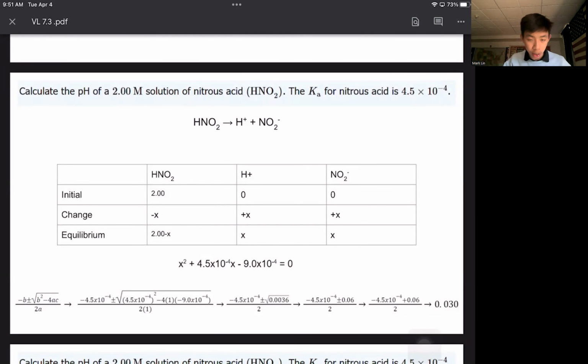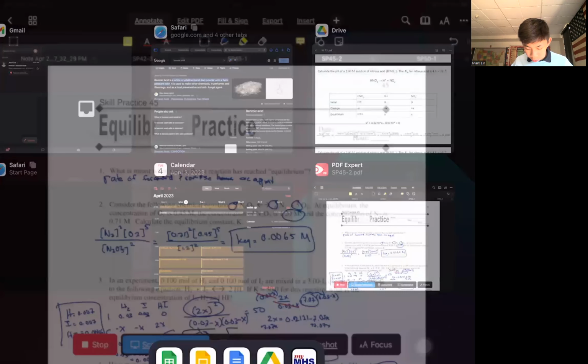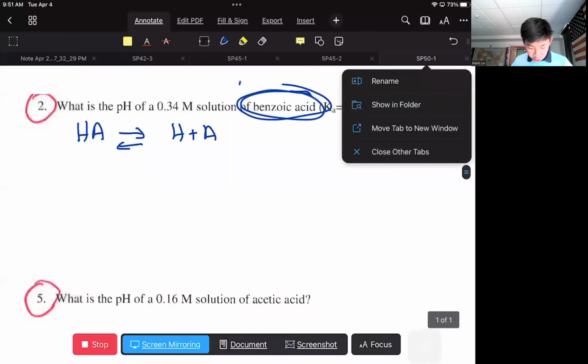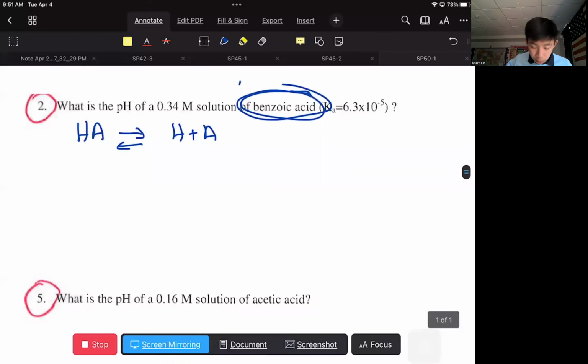This is going to be skill practice 50, so let's get right into it. It says, what is the pH of a 0.34 molarity solution of benzoic acid?